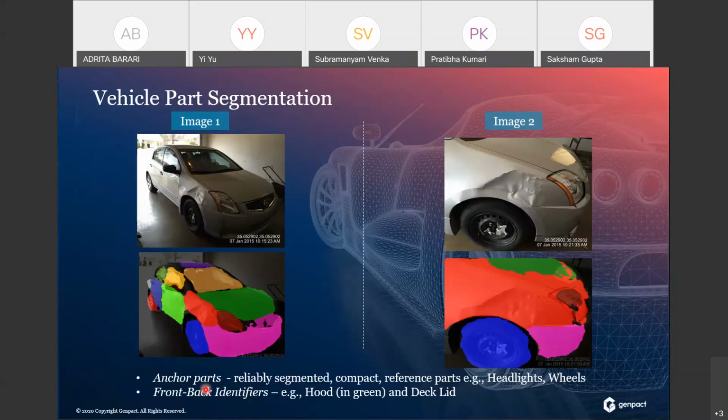And again, we have another term here, which is known as front-back identifiers. These front-back identifiers are indicative of whether it's a front view or a back view of the car. So here you see this green part, which is the hood, is a front identifier, whereas in the back there's the deck lid, which can be used as a back identifier.